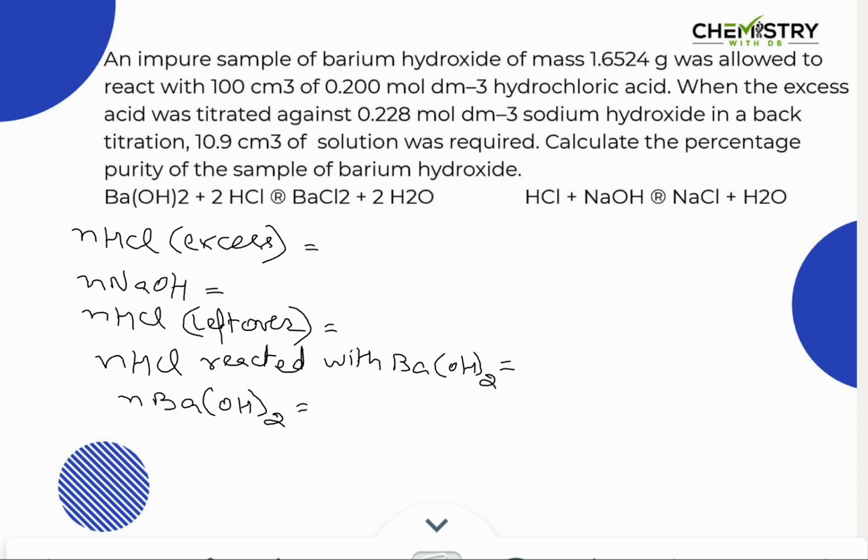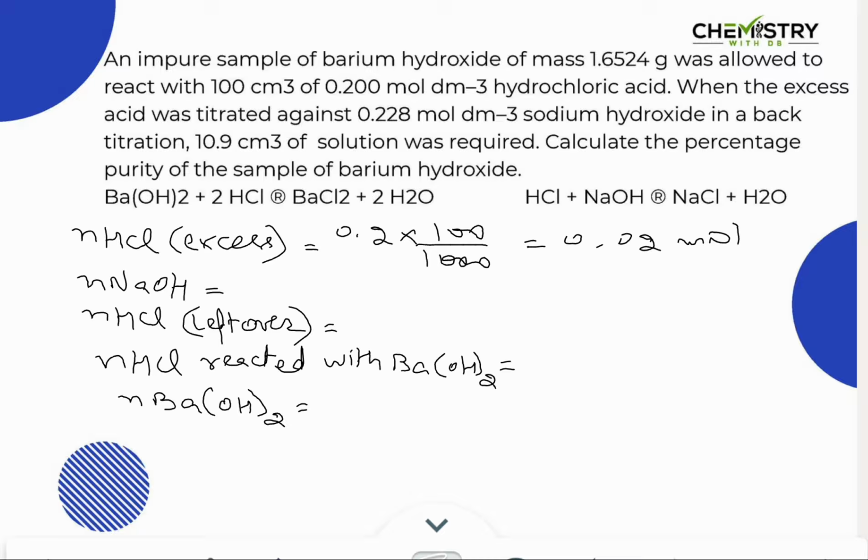So we can find out what's the number of moles of HCl in excess. So the 100 centimeter cube of 0.2, so 0.2 times 100 divided by 1000. So that means 0.02 moles of the excess HCl we started with.